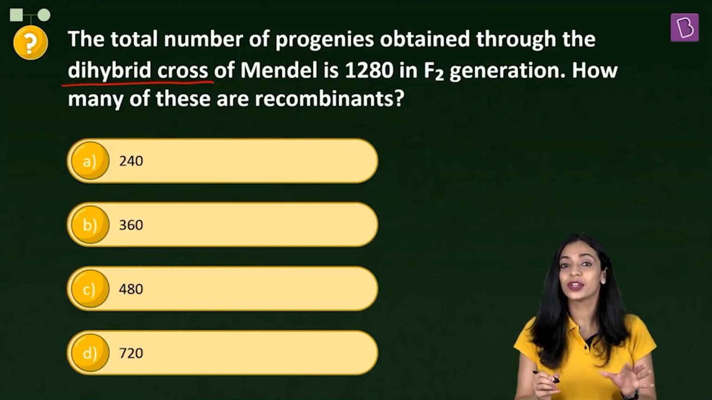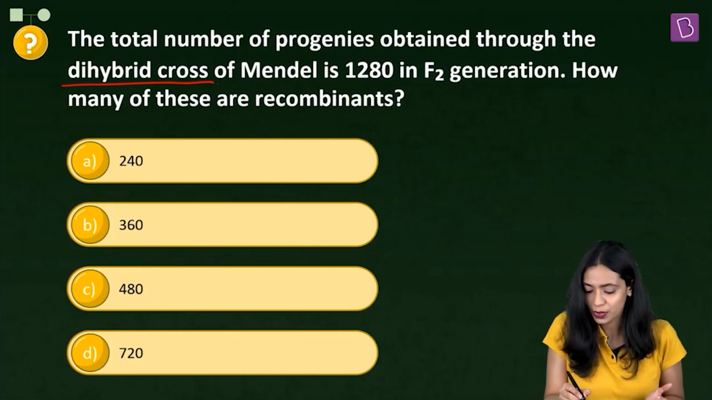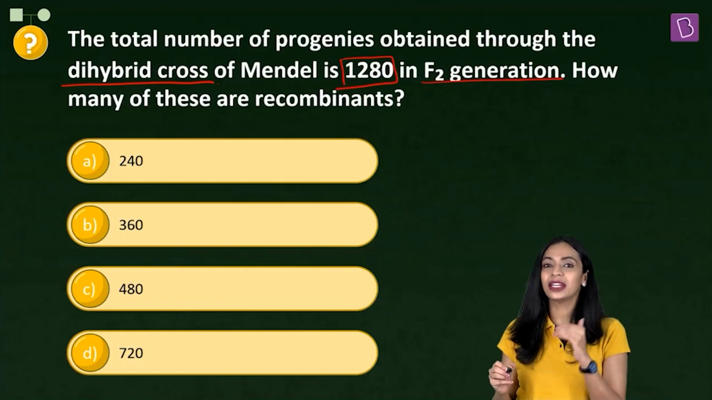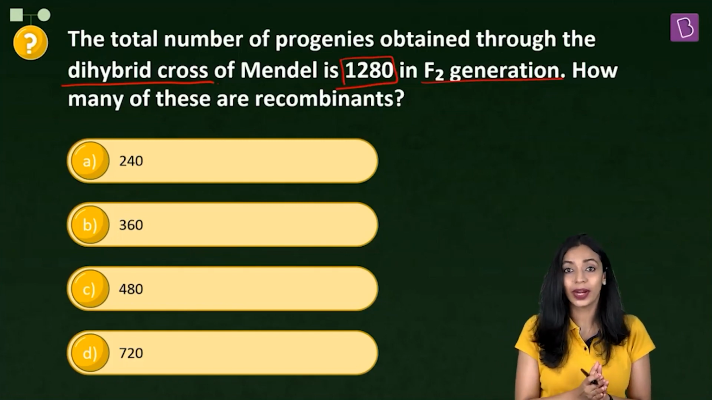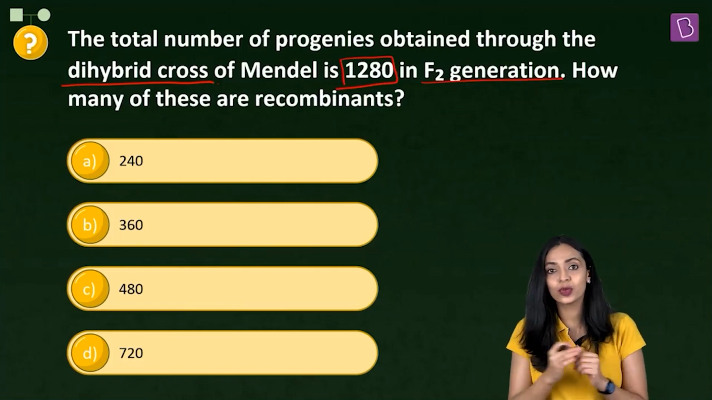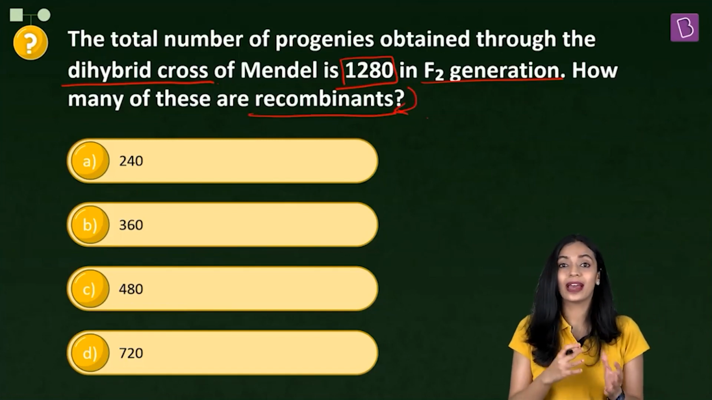Now it is very clear that this question is about Mendel's dihybrid cross. And what is it that is given to us in this question? We are given the total number of plants that was produced in the F2 generation, which is 1280. And what exactly are we required to figure out here? We must find out how many of these 1280 plants of the F2 generation are recombinants. Okay, so that's what we have to find out.